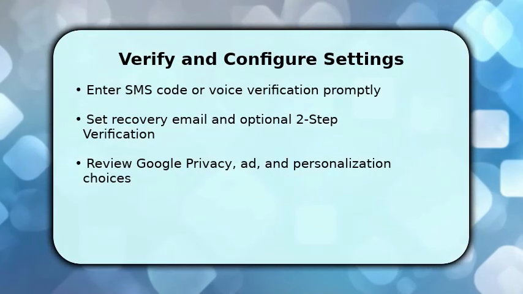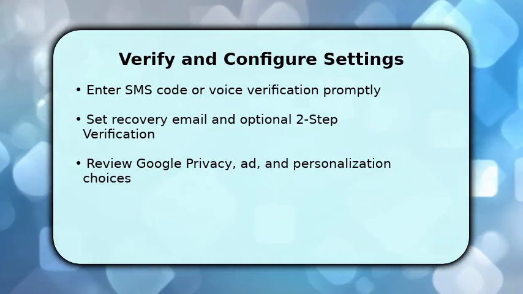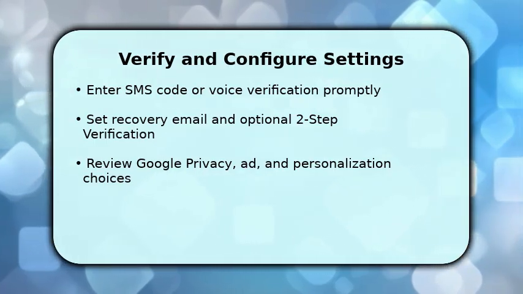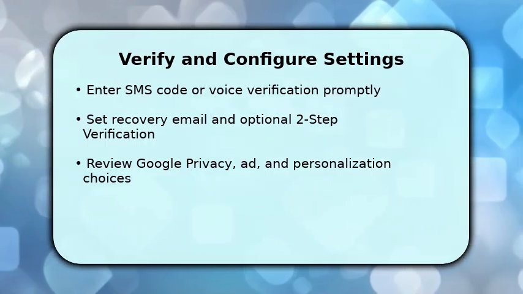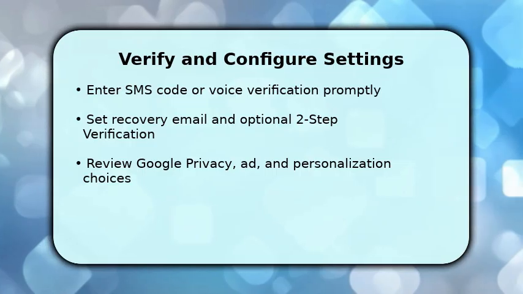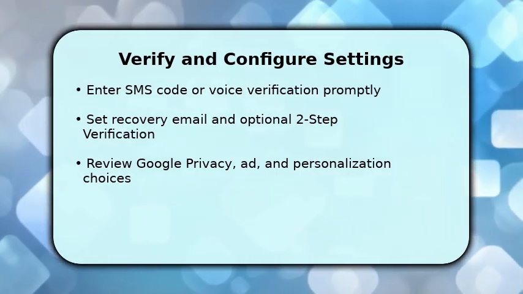Once you receive the verification code, enter it exactly as shown. If SMS fails, request a voice call. After verification, go straight to account settings and add a recovery email. This prevents lockouts. Enable two-step verification for stronger security. Use an authenticator app or backup codes.